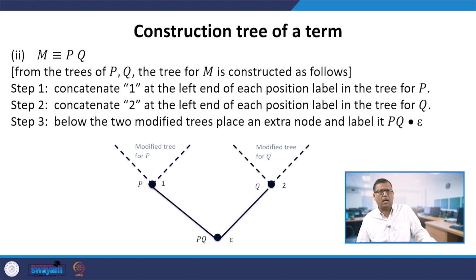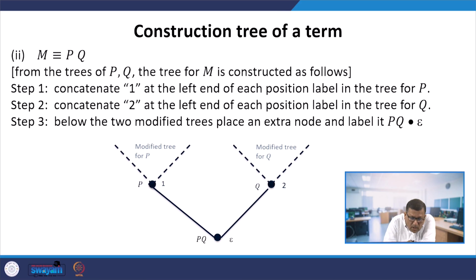Next we have this term, which may be of the form application PQ. Then we have to obtain the construction tree of M given the construction trees of P and Q. So given the trees of P and Q, the tree for M is constructed as follows. Step 1, we concatenate 1 at the left end of each position label in the tree for P. Step 2, we concatenate 2 at the left end of each position label in the tree for Q. Below the two modified trees, place an extra node and label it PQ, with position epsilon.